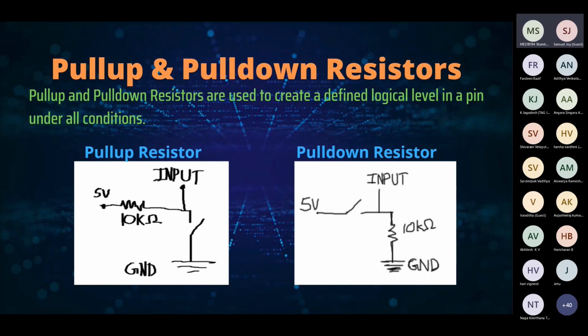So both the pull up and pull down resistors are necessary for preventing the achievement of floating values as input when the switch remains open. And also they function as a path for the flow of current when the switch remains closed. In the first case, when the switch is open, the input voltage is pulled up to a higher potential. And in the second case, when the switch is connected to 5 volts, the input voltage is pulled down to the ground level, to create a defined logical level in a pin under all conditions when the switch is open, especially what has been delivered through the slide.